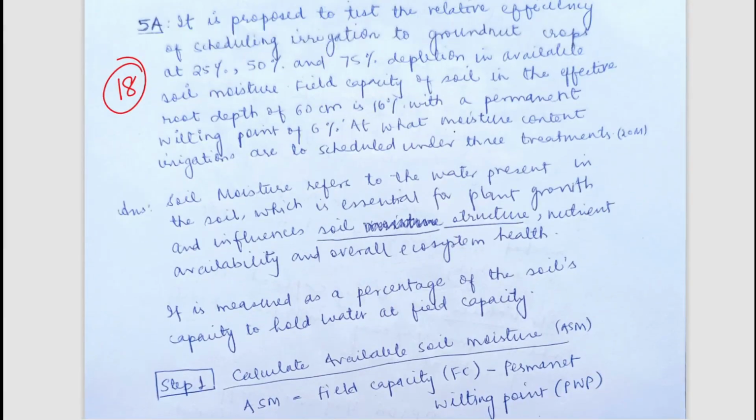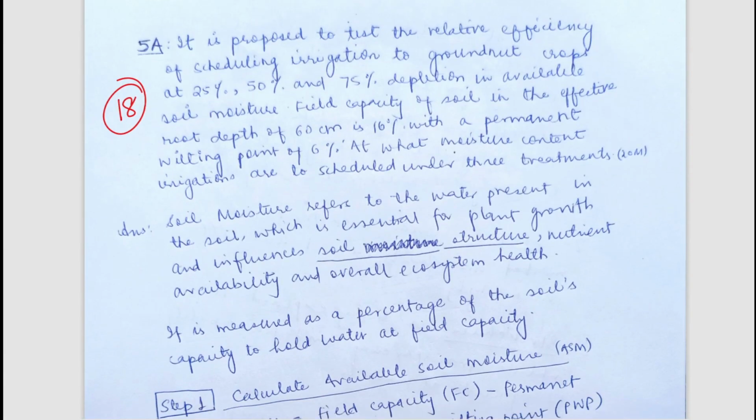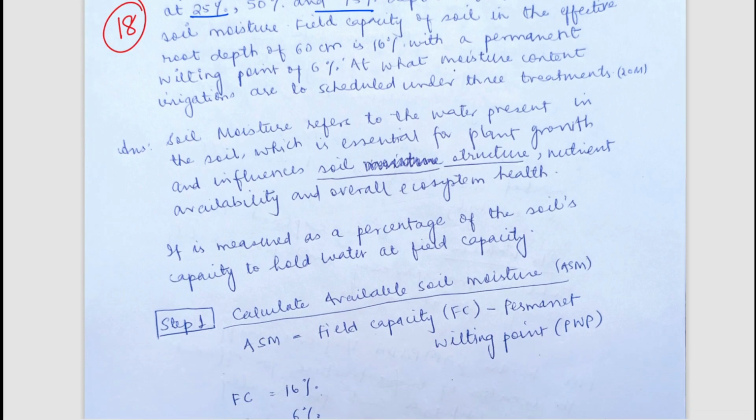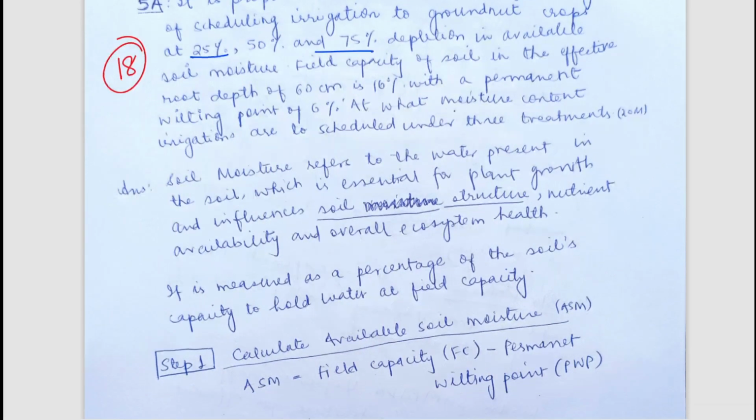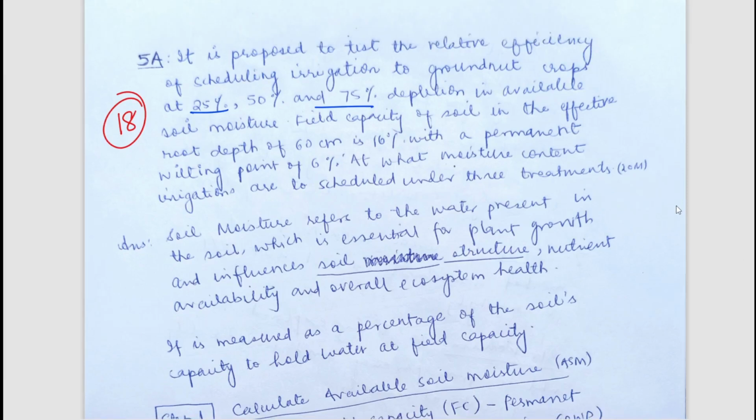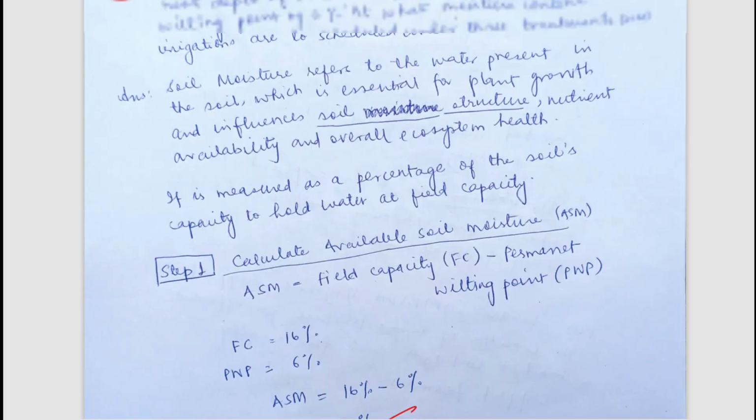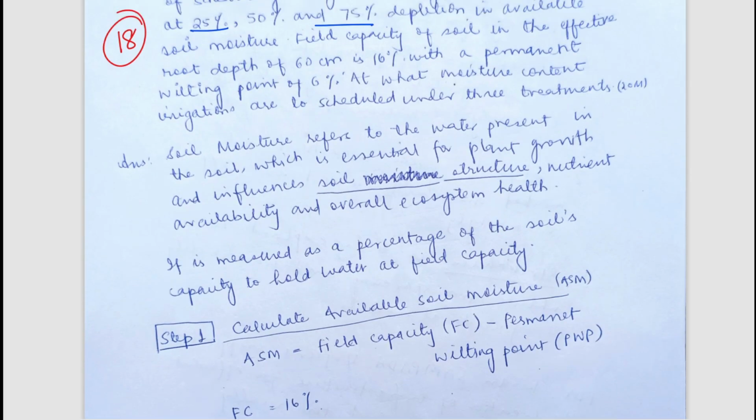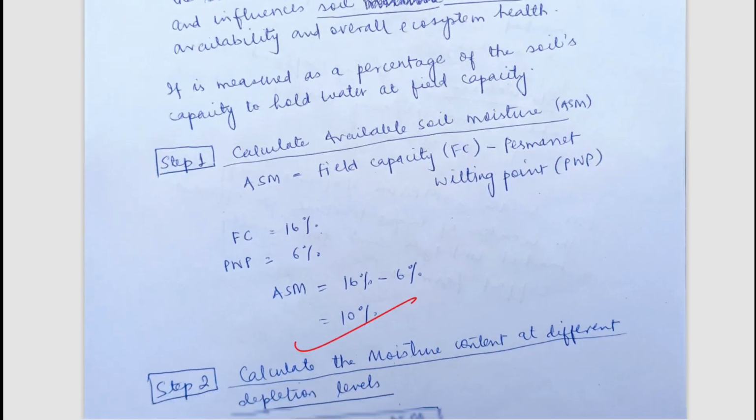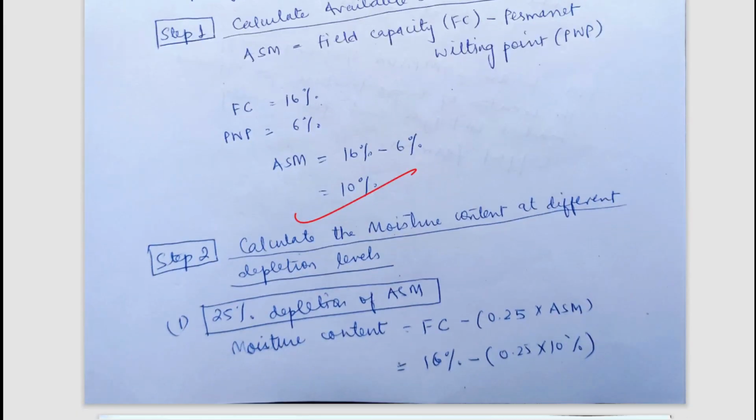Now the next question was a kind of mathematical calculation. You can read the question, and I will just let you know how to solve it. Okay, here you can see that the depletion percentage has been given, and you can see how you can calculate it. And we have to calculate the moisture at different depletion levels.